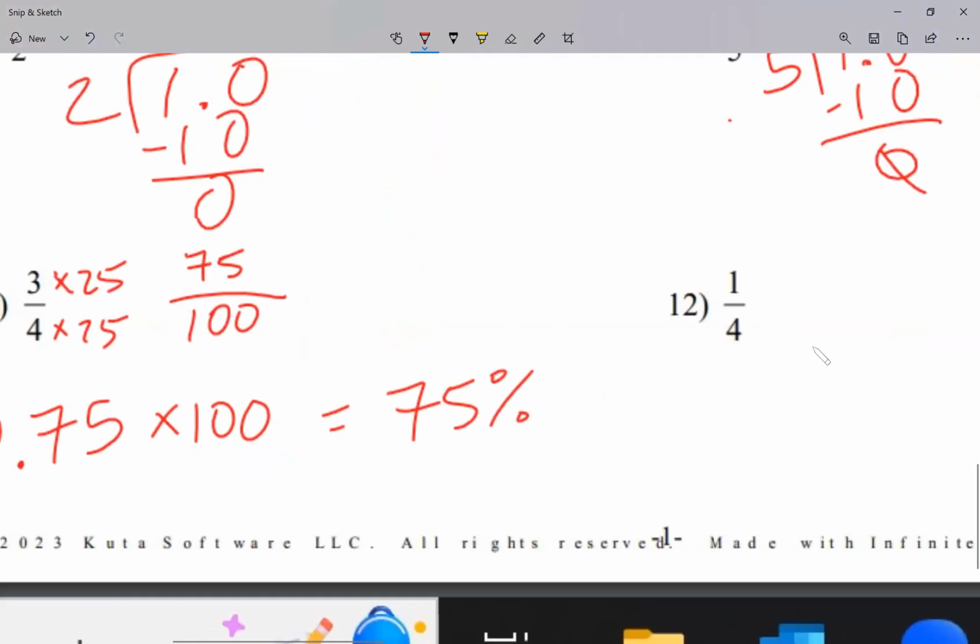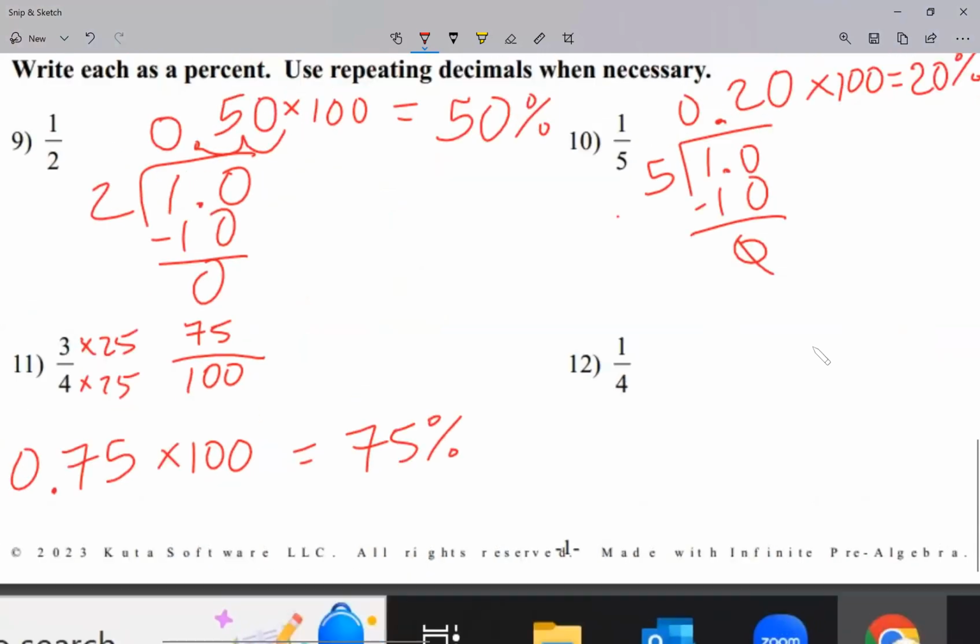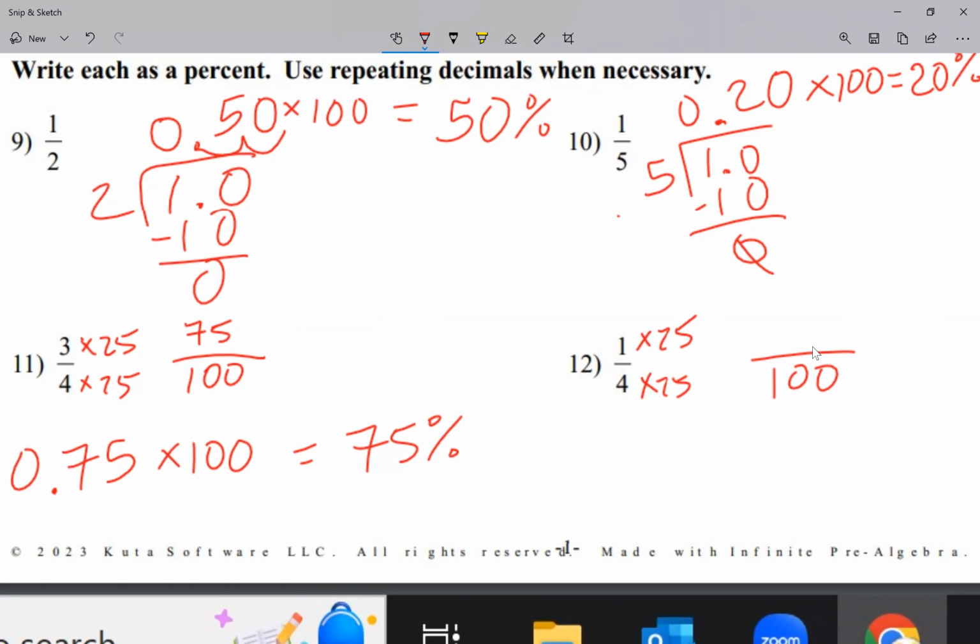Now looking at question number 12, I'm also going to use a denominator. Let me multiply top and bottom by 25, because the bottom is going to become 100. I want the bottom to be 10, 100, 1000, whatever I need. Now on the top, 1 times 25, well, that's 25. So my answer will have a 25 because my denominator has 2 zeros. So my answer will have 2 decimal places. So that means 2 numbers after the decimal point. So my decimal is 0.25.